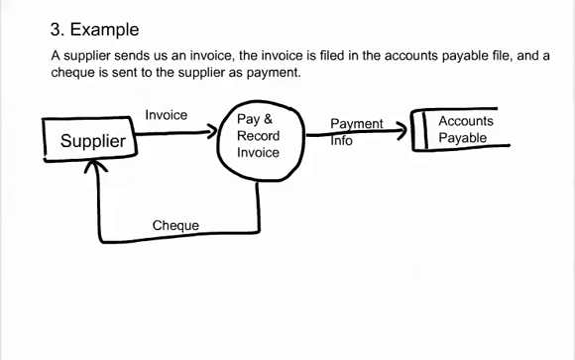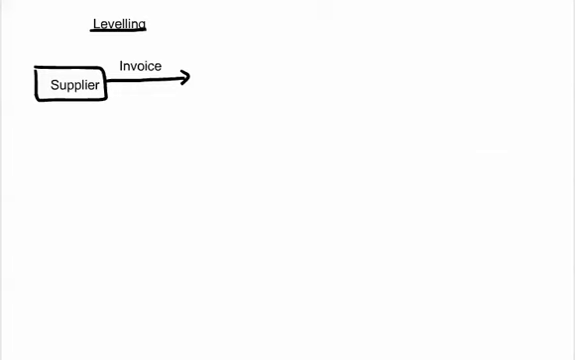The fact that we actually have two verbs in my process, pay and record, is showing me that there is something more than just one action happening. So we might have to apply a process called leveling to this example. When we level diagrams, it's important that the two diagrams must balance. So you must still have exactly the same information as in the previous diagram.